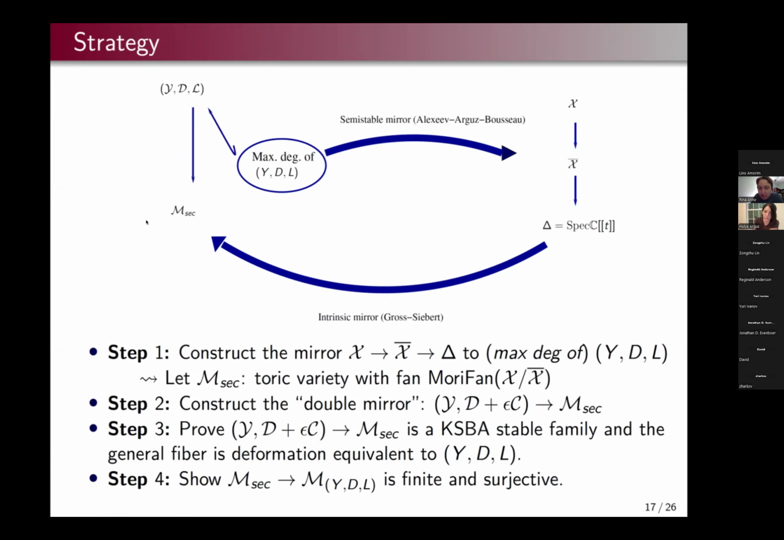So we construct M_sec, and the main thing is to prove that this M_sec is indeed the KSBA moduli space, M_YDL, to relate it to the definition. And to do that, we show it parametrizes all stable pairs which are deformation equivalent to Y_DL, by the definition of the KSBA moduli space. So what we need to show is that there is a total space over M_sec, which I denote by curly Y_DL, such that each fiber is a stable pair, and the general fiber is deformation equivalent to Y_DL.